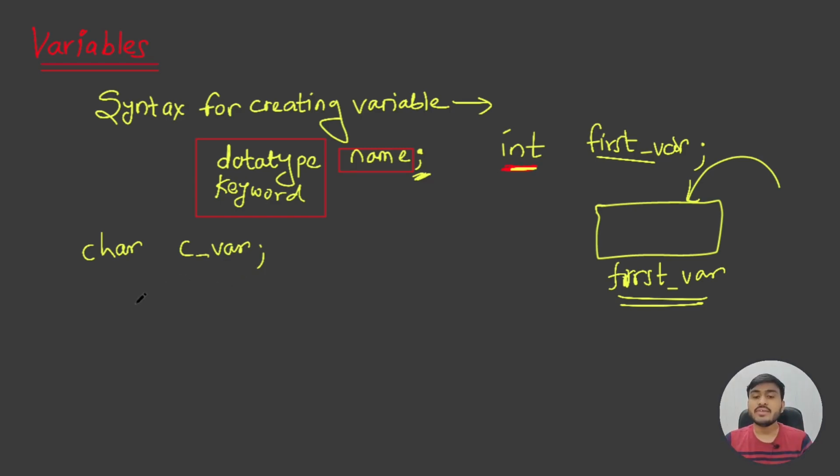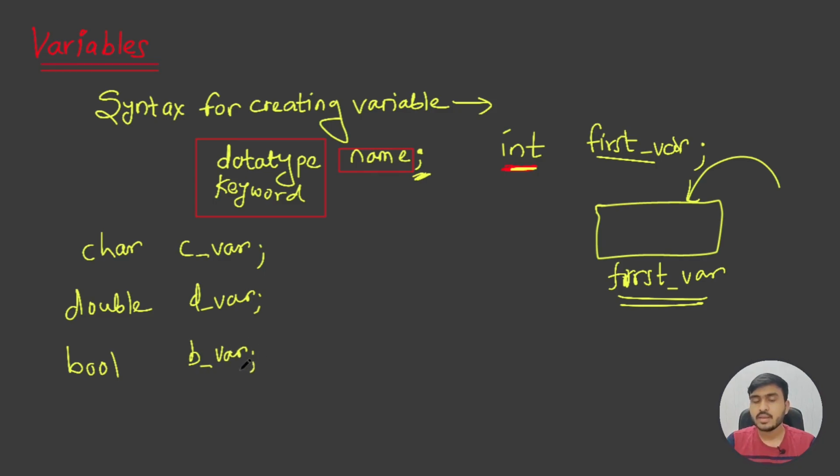Let's say I want to create a variable for double data type. I'll write double and then the name of the variable, let's say dvar. Let's say I want to create a variable for boolean data type. I'll write bool, which is the keyword for boolean data type. The keyword is not boolean, it's B-double-O-L, bool. And I'll write the name of the variable, let's say bvar. So I hope now you have understood the syntax for creating a variable for different data types.